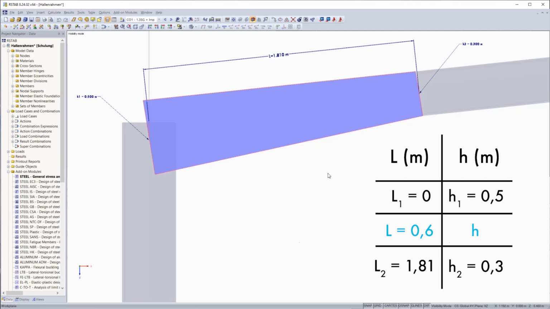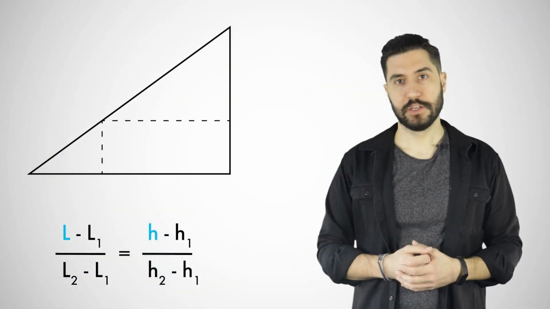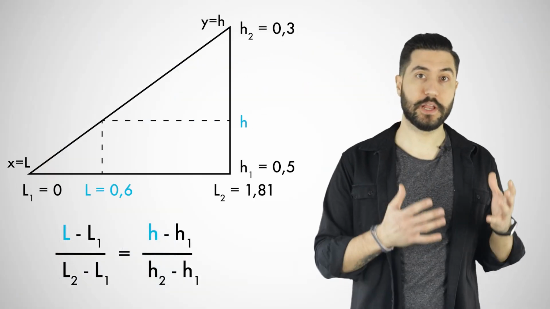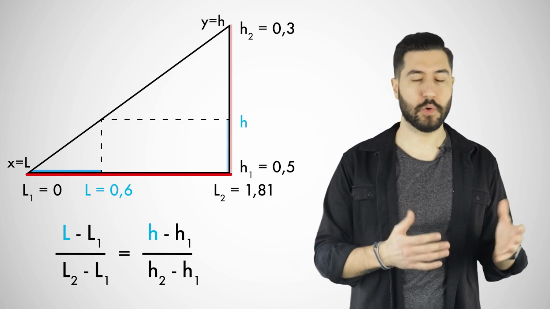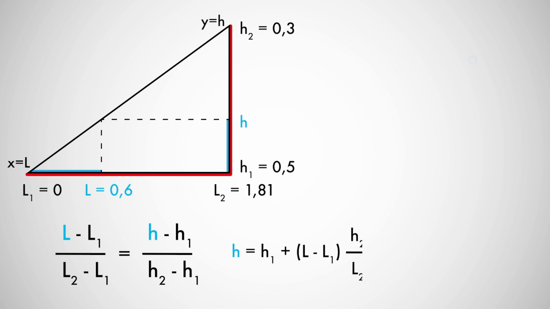For this we use the formula of interpolation. To make it a bit clearer, we can represent the values from the table as a triangle. So here we see that the short side in relation to the long side in the x direction is the same as the respective ratio in the y direction. So let's transfer our values into the formula to calculate the height of the cross section at 0.6 meters.